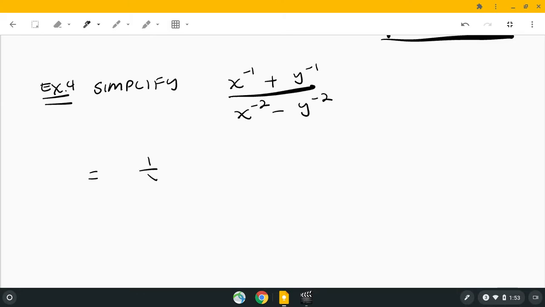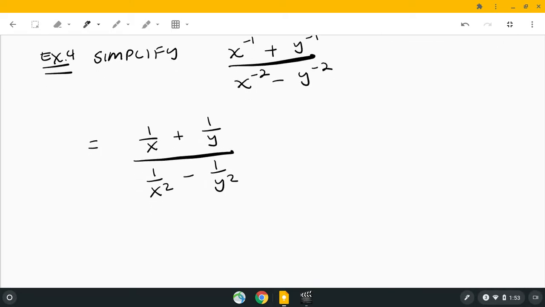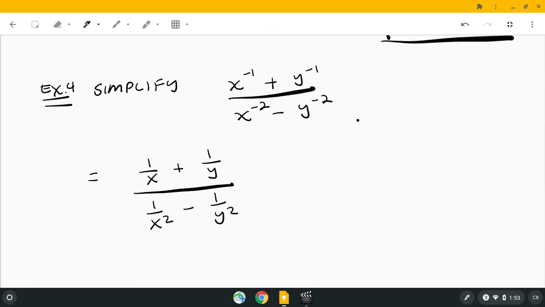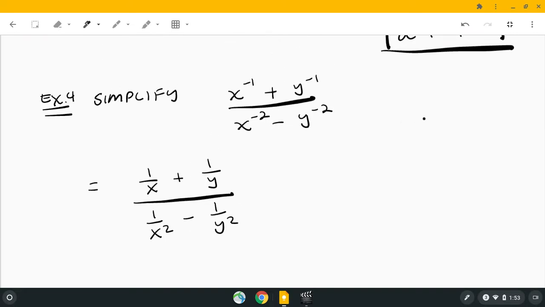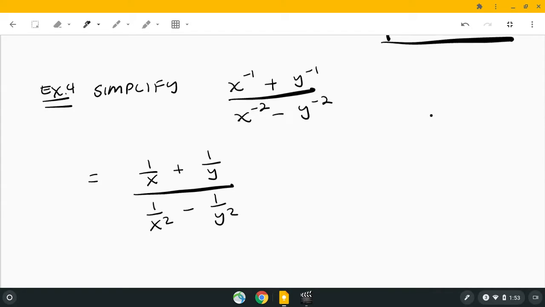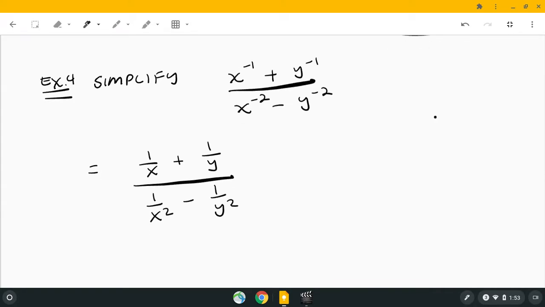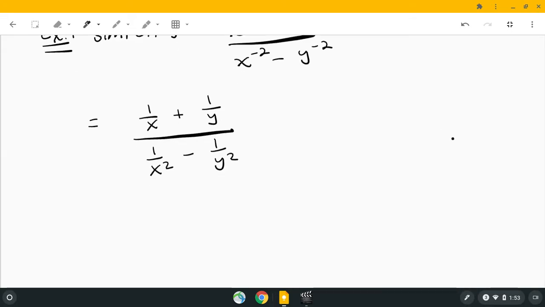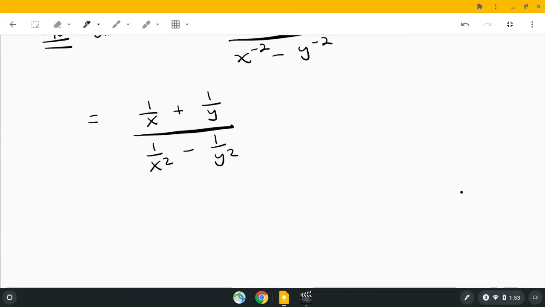So that's 1 over x plus 1 over y. And down below here, that's 1 over x squared minus 1 over y squared. Okay, so then we go ahead and do the same procedure that we were doing up above. You can decide between the 2 methods. If you want to use the division method, that's fine. If you want to use the clearing fractions method, that's fine too. Okay, so I'm going to go ahead and finish this off using the clearing fractions method.